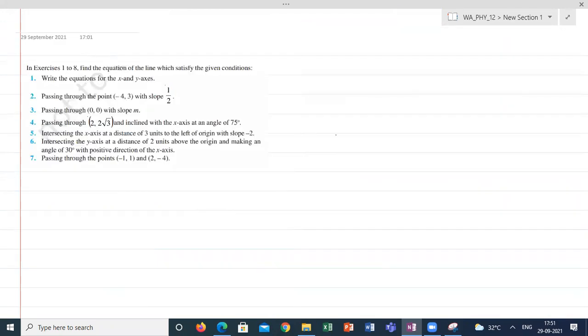Next question. Intersecting the y-axis at a distance of 2 units above the origin and making an angle of 30 degrees. 2 units above the origin, so I am taking straight away the y-intercept, question number 6. Y-intercept is +2 because it is above the origin. Making an angle of 30 degrees with the positive direction of the x-axis. They gave the tan theta value, that is, slope will be equal to tan 30, which is equal to 1/√3.